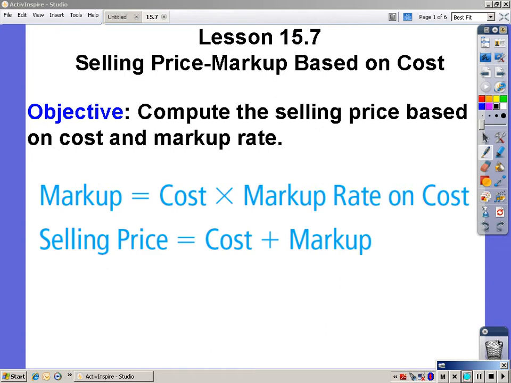All right, lesson 15.7, selling price, markup based on cost. Your objective today is to compute the selling price based on cost and markup rate. Markup equals cost times markup rate on cost. Selling price equals cost plus markup. Pretty simple lesson for today. Go ahead and get this copied down, press pause while you're doing so, and play to resume.